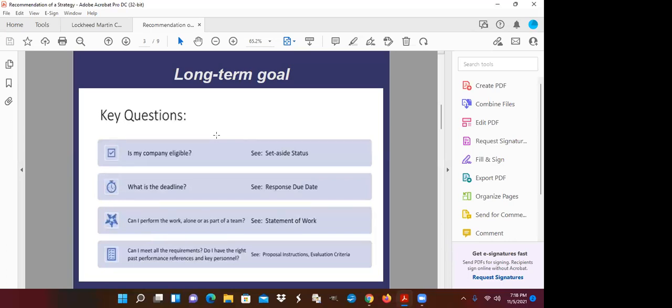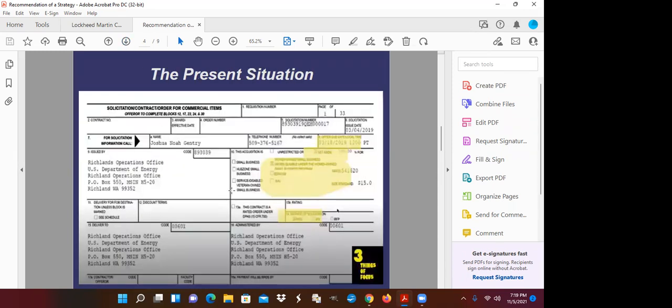Another thing you want to do is determine whether or not you can even do the work by yourself, or whether it's something you can partner up on with a primary contracting company or another contracting company, period. And that's what's going to be in your statement of work. And then finally, you're going to see if you can meet all the requirements. Do you have the right past performance references they'll be looking for, key personnel, any type of equipment you may need on that particular job? You're going to want to evaluate whether you have all that prior to responding to that contract.